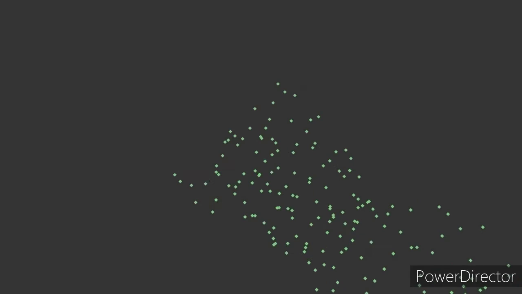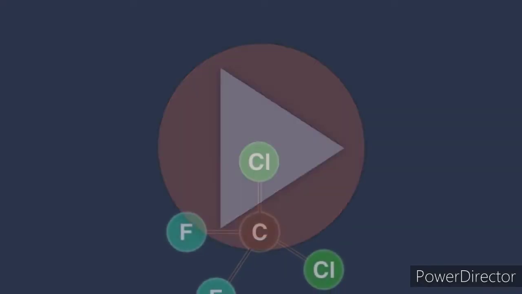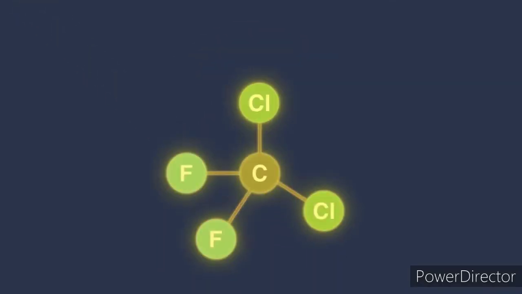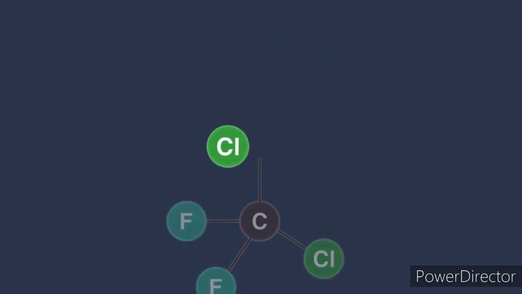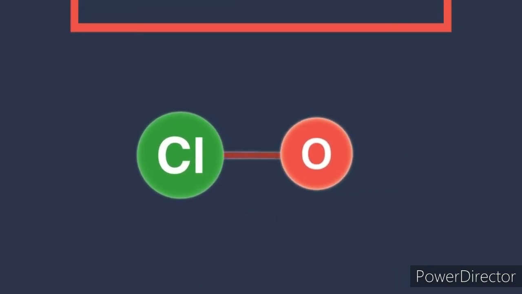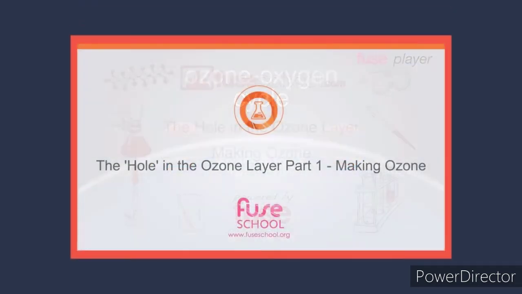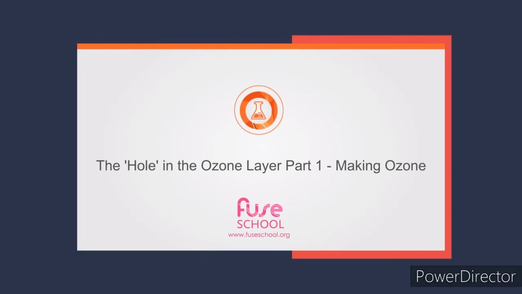Well, CFCs are so inert that they do not get washed out in the rain or broken down in the troposphere, so they diffuse up into the stratosphere. Use your knowledge about how ozone is formed to think about what might happen to CFCs in the stratosphere. Pause and think. Here they are bombarded with ultraviolet light, which breaks chlorine atoms off the molecule. These then bond with the free oxygen atoms, preventing them from reforming ozone in the ozone-oxygen cycle we saw in the first part of this video.